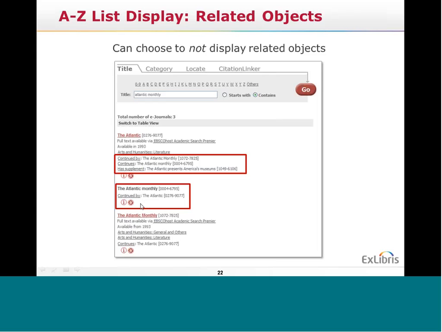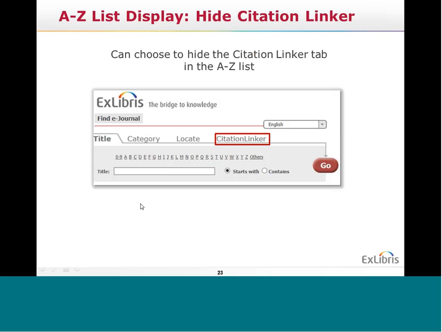The next option we'll take a look at is the ability to hide the citation linker tab. So we talked about the citation linker tab as being part of the standard A to Z list interface. If citation linker will not be useful to your users, you can choose to hide the citation linker tab altogether, so it won't display to users when they access the A to Z list.